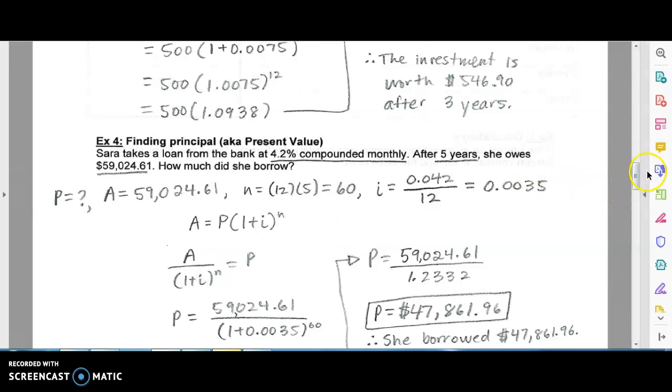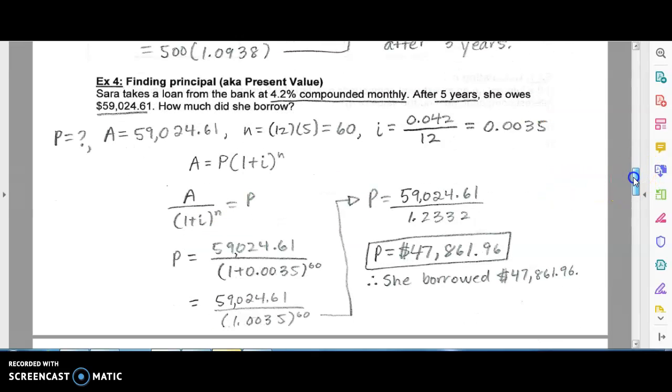And at this stage, again, plug in your numbers, let your calculator do the work. So there's your A value, there is your I value, 0.0035, your N value is 60, and you go ahead and simplify that, and you'll get a P value of 47,861.96. So what is that telling us? Just as important as it is to put your numbers all in the right spot, we should also know what that actually means.